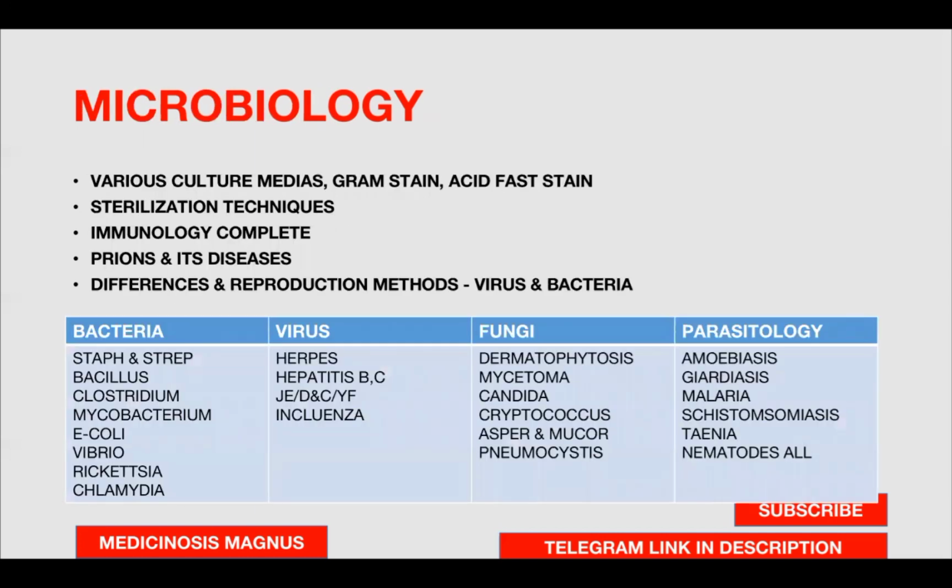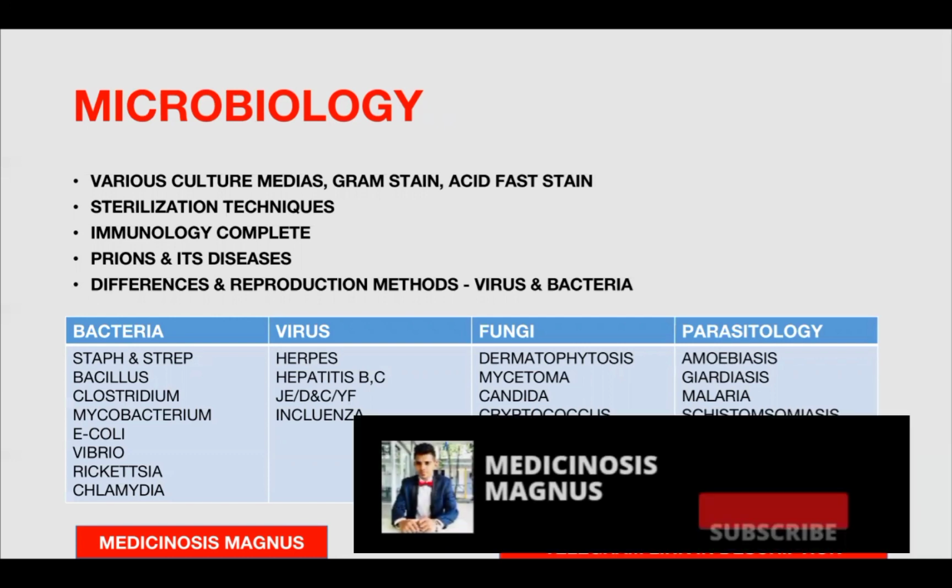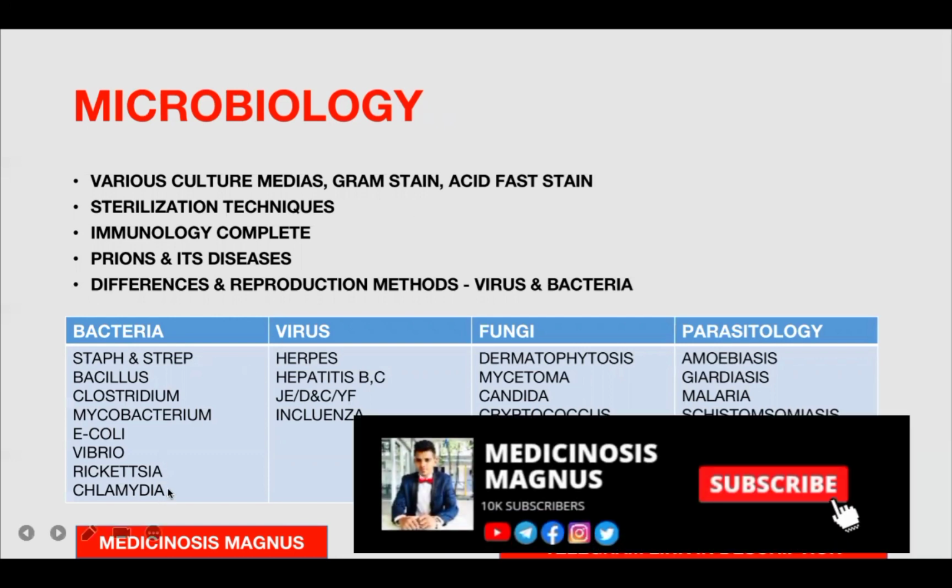In microbiology, various culture media, gram stain, acid fast stain, sterilization techniques, immunology, you should know it completely, and immunodeficiency disorders, prions and its diseases, differences and reproduction methods of viruses and bacteria. Then in bacteria, the important bacteria that you should study are staph and strep, Bacillus, Clostridium, Mycobacterium, E. coli, Vibrio, Rickettsia, and Chlamydia.